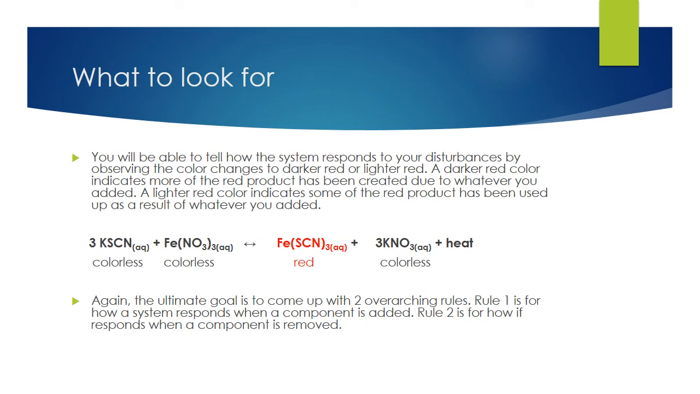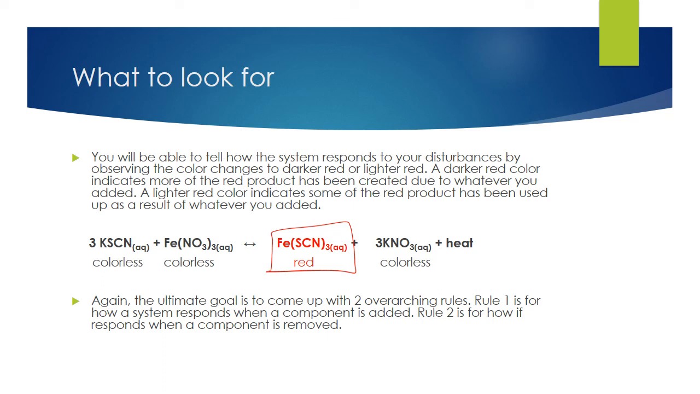In the lab, what we're looking for is color changes. The fact that one of the products is red is really important here because we can tell how much of it is present by looking at how red it is. So we can see color changes to get to a darker red or a lighter red. Darker red means we've created more of this substance. Lighter red means some of it has been used up.